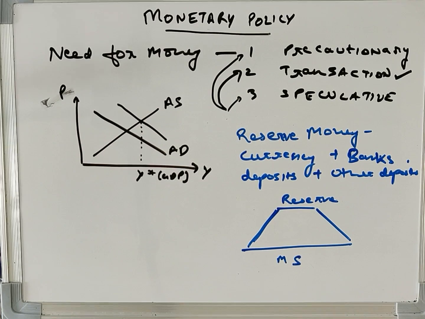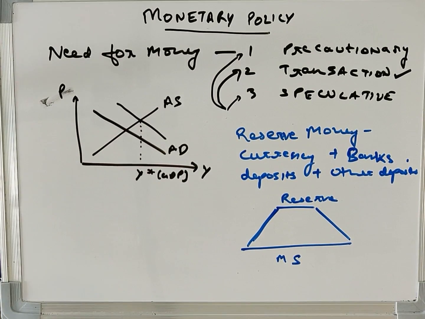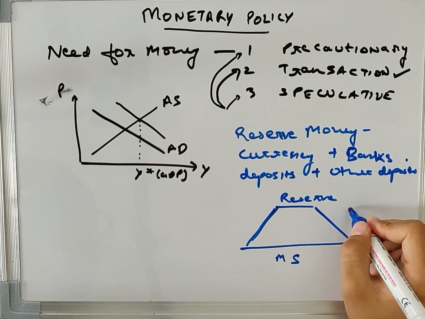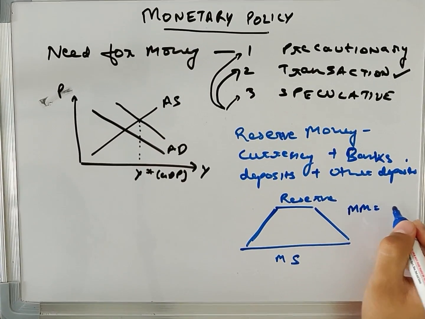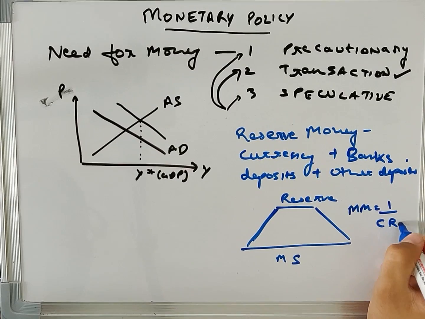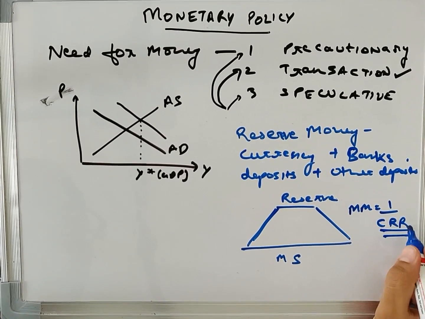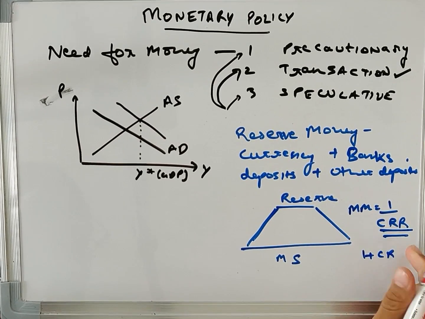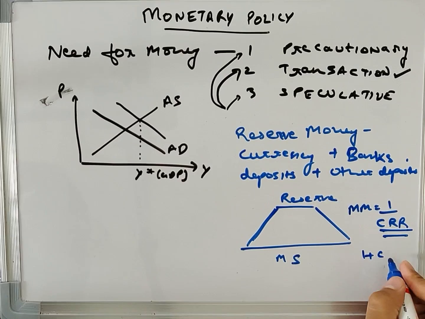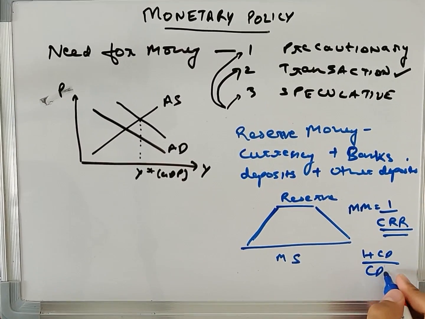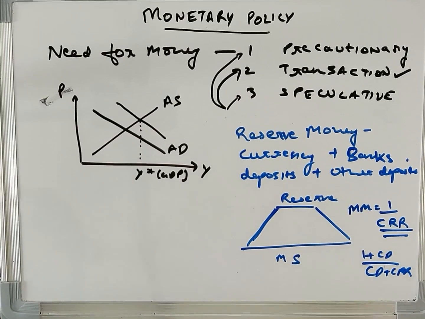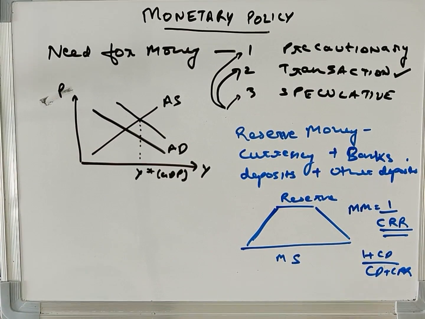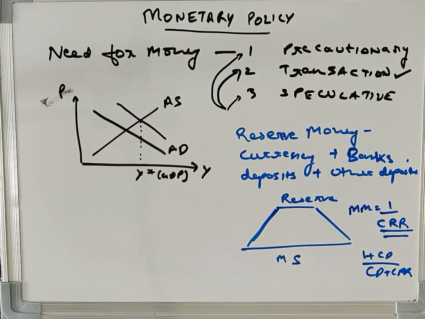As we had earlier seen, this money multiplier translates into 1 upon CRR without leakage, or 1 plus CD upon CD plus CRR in case of leakage, where CD is the cash deposit ratio.